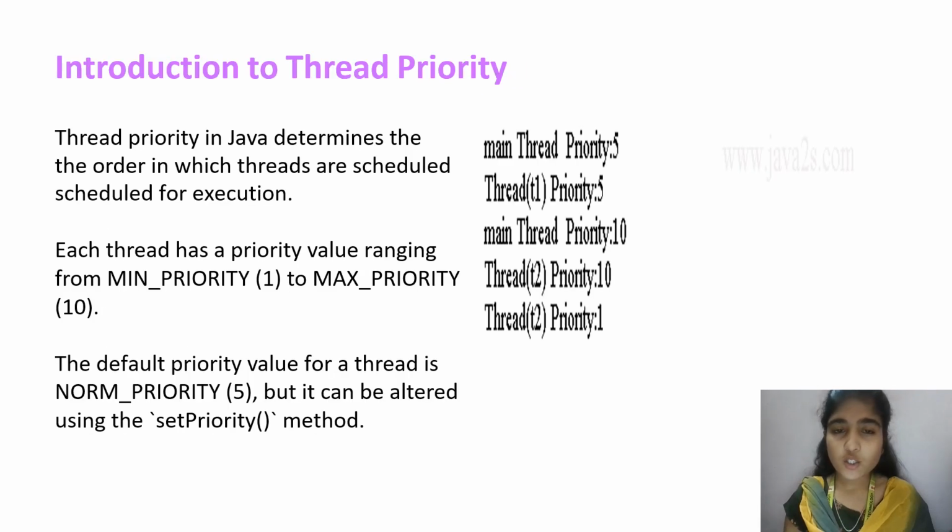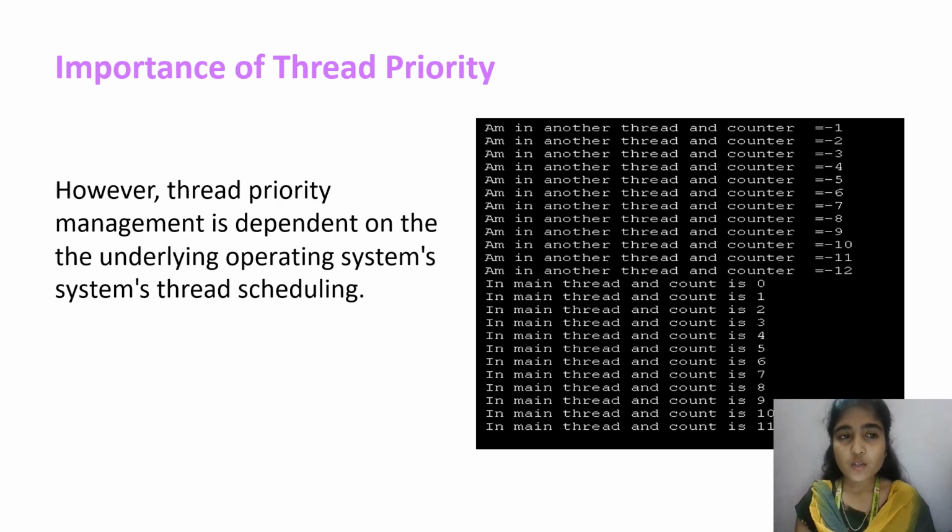Next, introduction to thread priority. Thread priority in Java determines the order in which threads are scheduled for execution. Each thread has a priority value ranging from minimum priority 1 to max priority 10. The default priority value for a thread is norm priority, which is 5, but it can be altered using the setPriority method. Next is the importance of thread priority. However, thread priority management is dependent on the underlying operating system's thread scheduling.